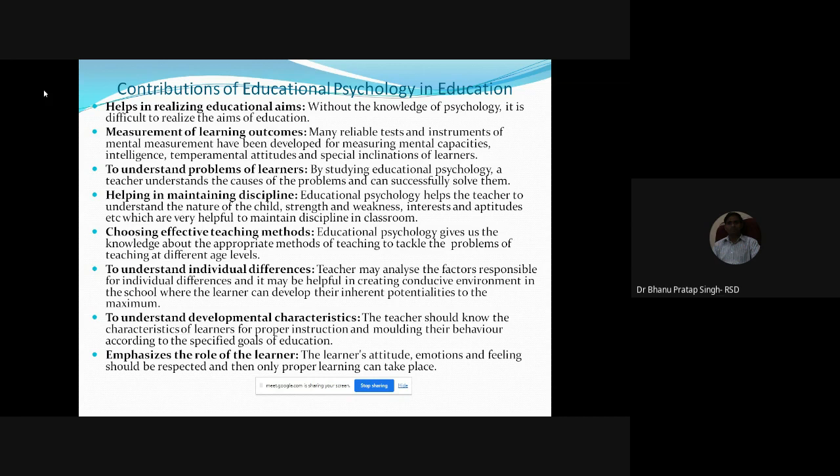And educational psychology also emphasizes the role of the learner. You know, the learner's attitude, emotions, feelings, all should be respected. But who can respect? Who is aware of these qualities, these traits of the child? And it can be possible only through proper learning of educational psychology.